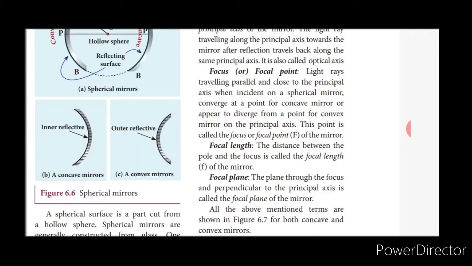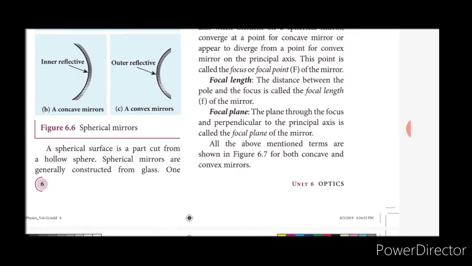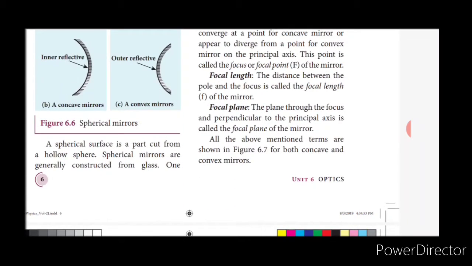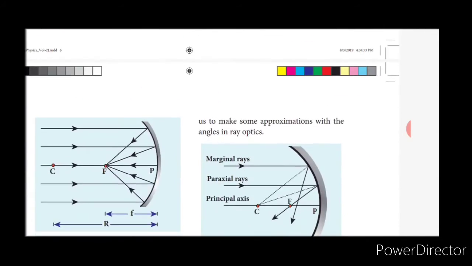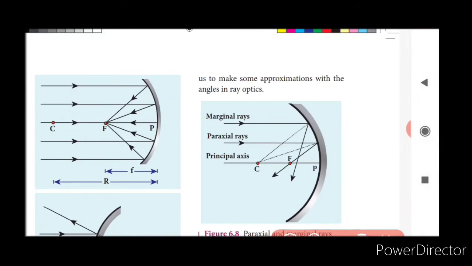What is focal length? The distance between the pole and the focus is called the focal length. Look at the picture. This is the center of curvature. The geometrical center is called the pole. This is the focal point. So the distance between the pole and the focus is called the focal length, and the distance between the pole and the center of curvature is called the radius of curvature.